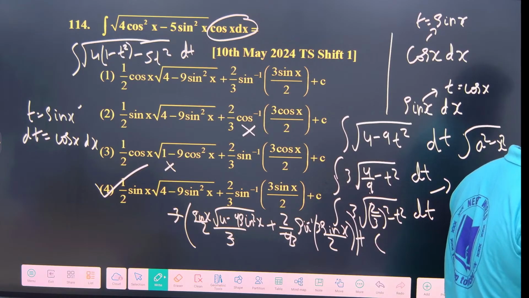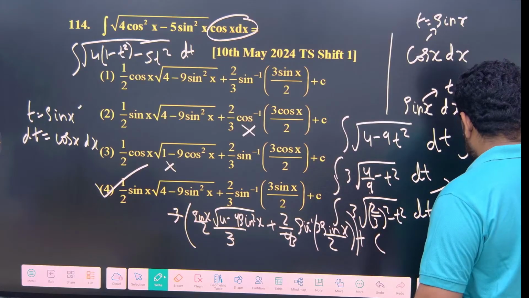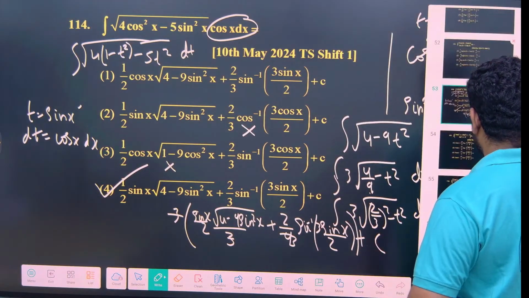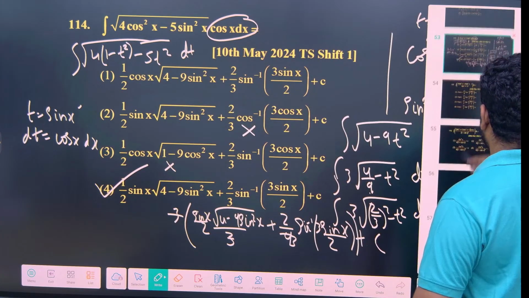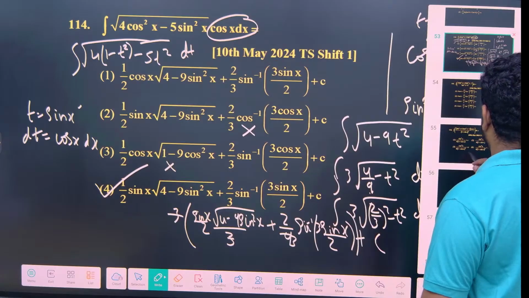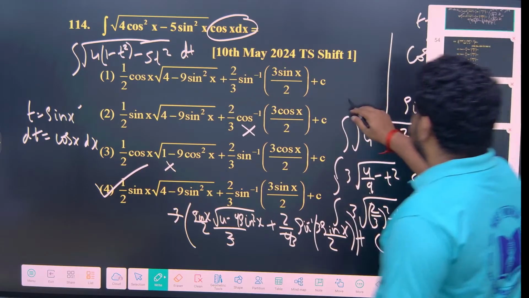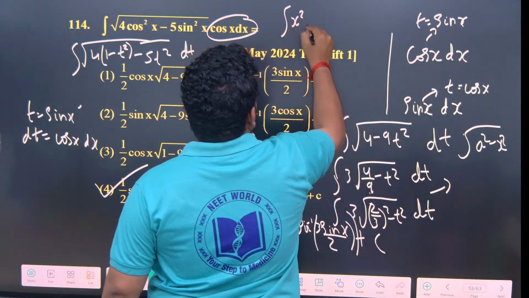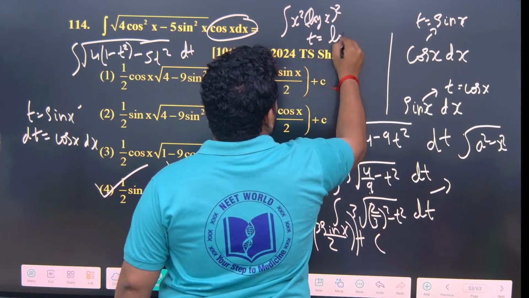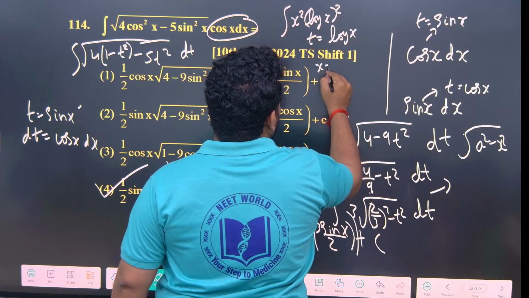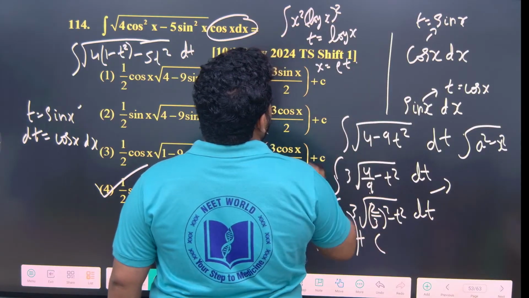Narasimha Rao, integral of x square log x whole square. We will take log x equal to t and solve the question. Someone is asking the doubt, integral of x square log x whole square. We take t equal to log x, so x will become e power t.